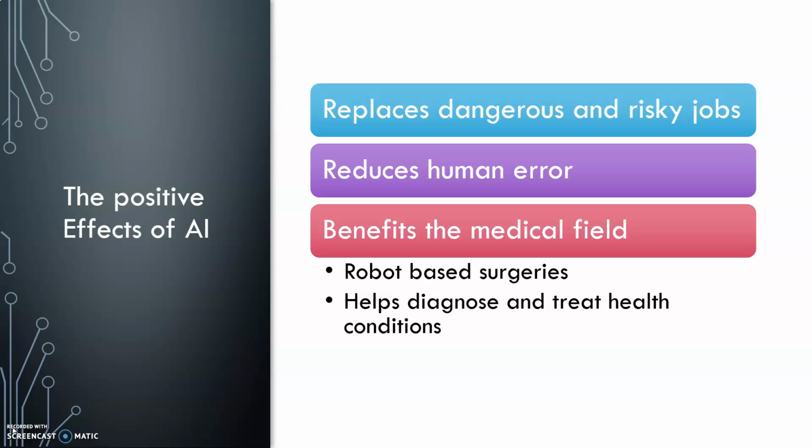A very big positive effect that AI has is in the medical field, and it really benefits the medical industry. For instance, robots are being used to perform surgeries, and these robots use AI and allow for more precision and accuracy as opposed to surgeries that are done manually by humans. AI can also help doctors diagnose health conditions and provide treatment options. And the AI can really help find what the right treatment option for a patient is based on their health background.